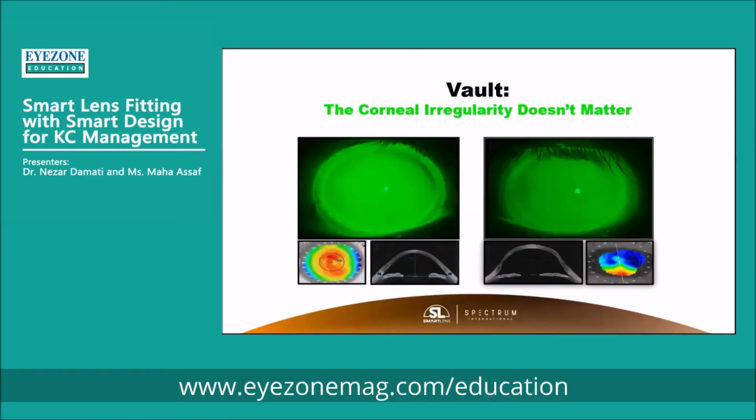You can see the vault, how these lenses vault the cornea. This is a demonstration of how we can observe the fluorescent pattern on the cornea and the lens in diffuse light. There should be a fluid amount between the lens and the cornea. We have to use the diffuse light to understand there is no corneal touch with the lens and no limbal pinching. Now, the corneal irregularity doesn't matter, even if you have ectasia or an advanced shape of cornea. It doesn't matter with these lenses.